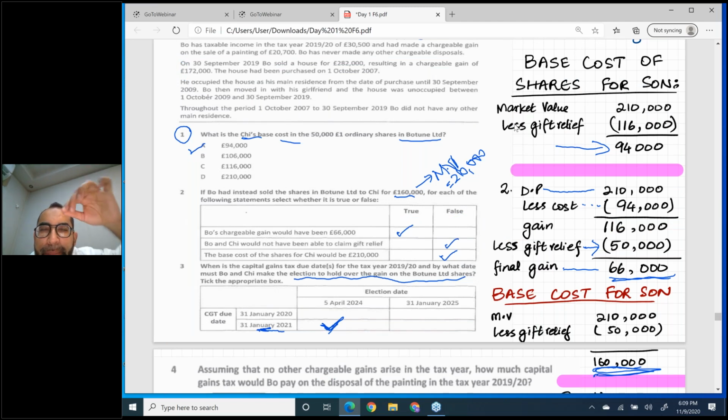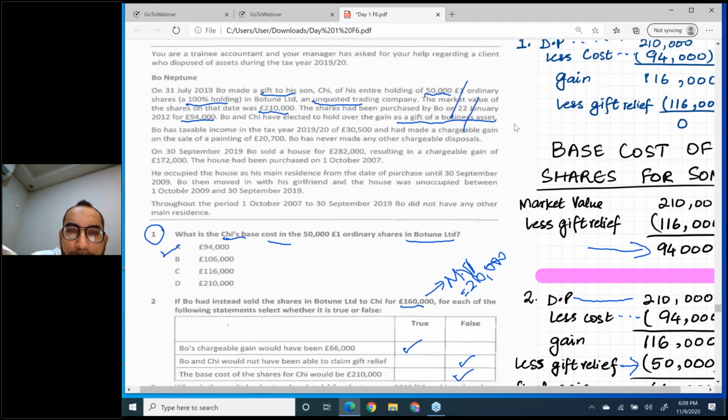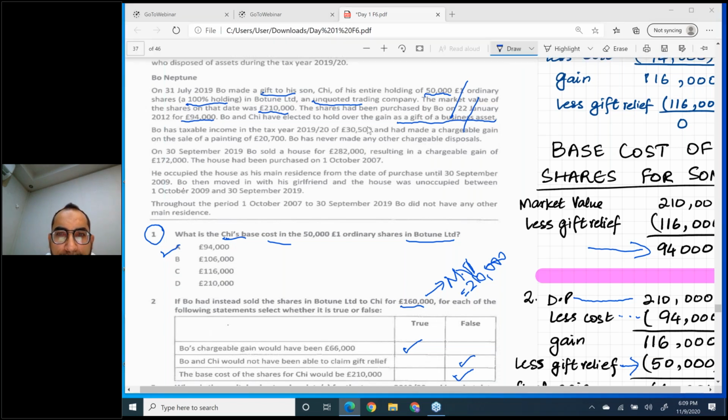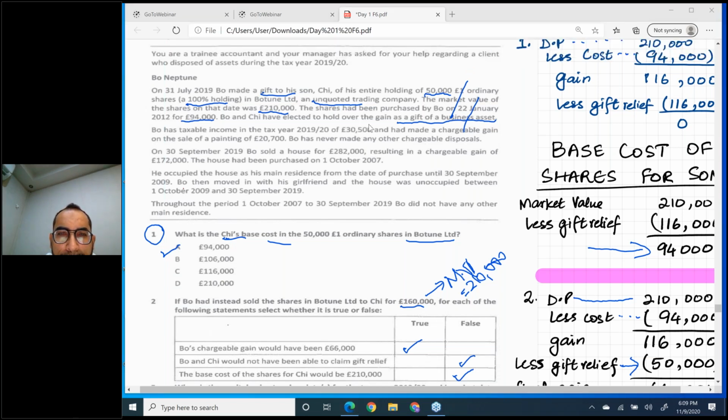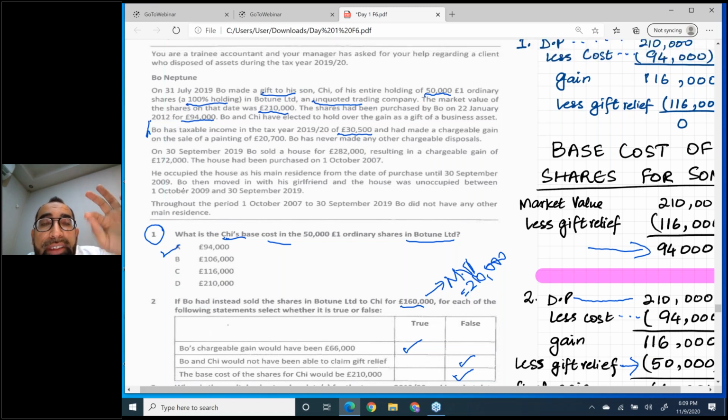Now, a little bit of tax computation in this question. Listen. It is written: Bo has taxable income of 30,500 in 2019/20. Taxable income means non-savings, interest and dividend income, which is right now 30,500, and Bo had made a chargeable gain on the sale of a painting for 20,700.